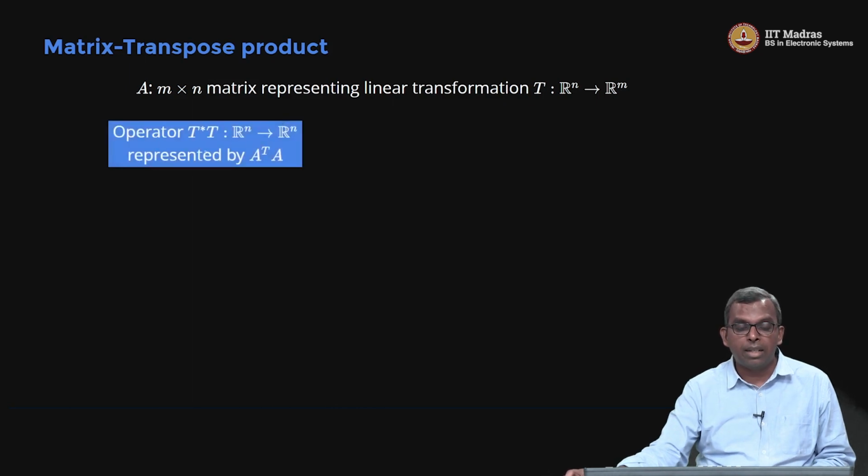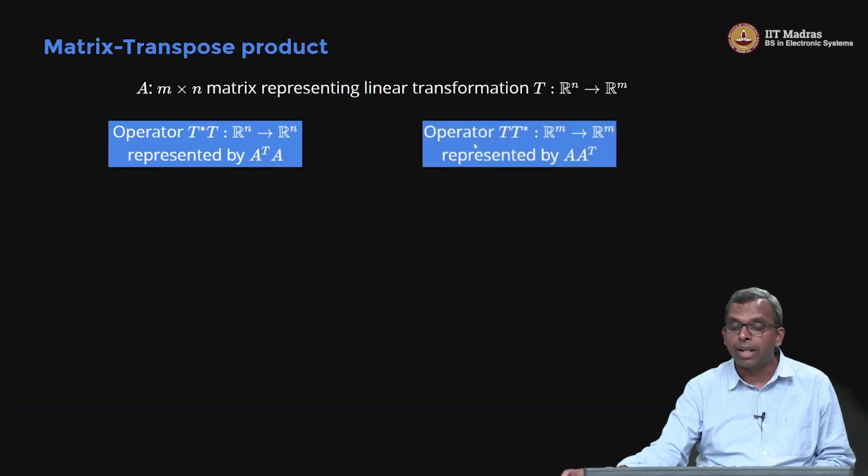So, you can define the new operator T star T. What is this operator T star T? It is an operator from Rn to Rn, right? Because T goes from Rn to Rm and then T star brings you back. So, T star T is an operator from Rn to Rn. What is the matrix representation of that? We know T star has a matrix representation A transpose, right? So, we are going to assume orthonormal basis here. So, it is A transpose, and then T has a matrix representation A. So, T star T has a matrix representation A transpose A.